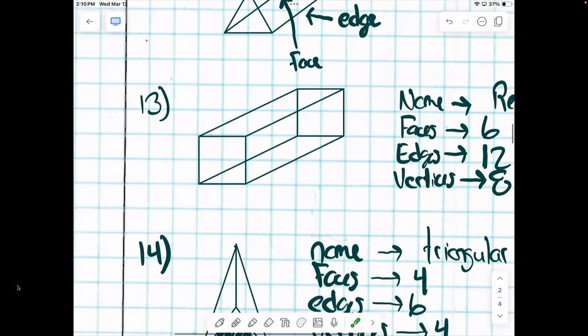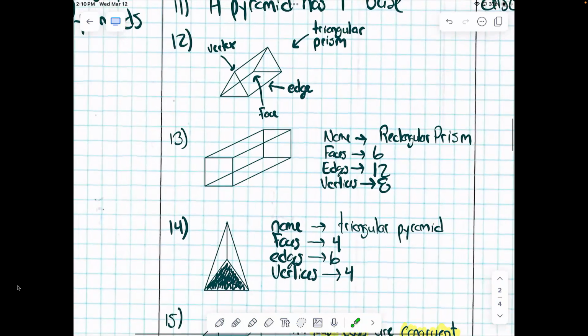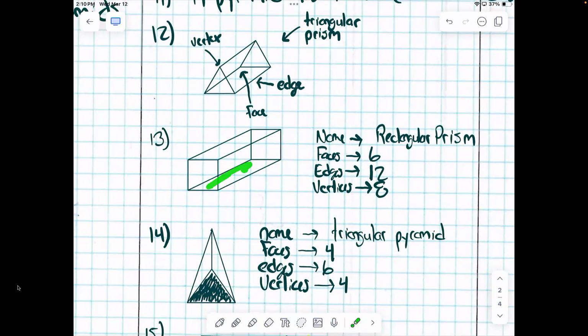Let's do this one. What kind of prism is this? Rectangular prism. So the bases are rectangles, right? Yes. It has 6 faces like a Kleenex box? Yes. Let's count vertices. You ready? We're going to go fast. 1, 2, 3, 4, 5, 6, 7, 8. Good? Yes. Edges. We're counting edges. Let's go fast. Ready? 1, 2, 3, 4, 5, 6, 7, 8, 9, 10, 11, 12.